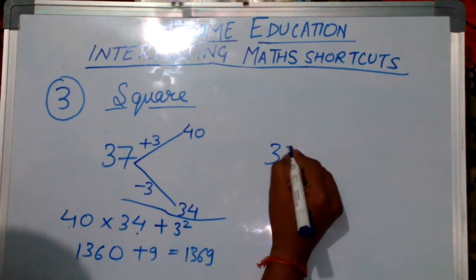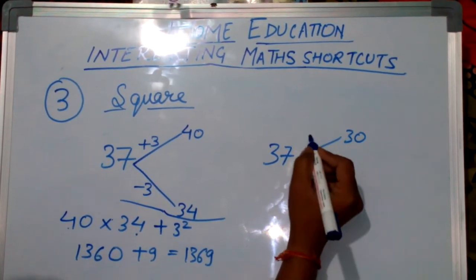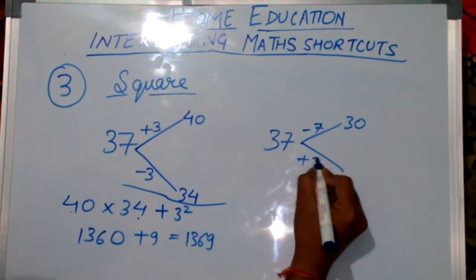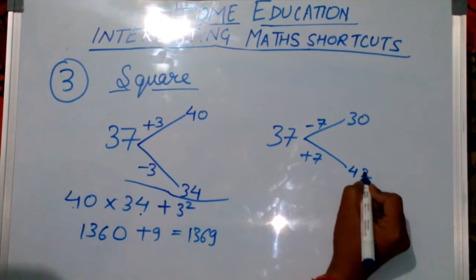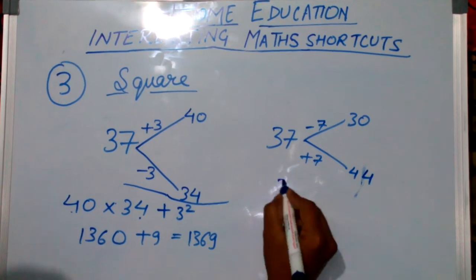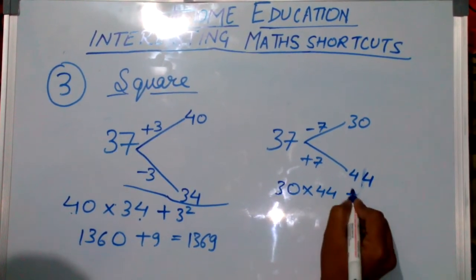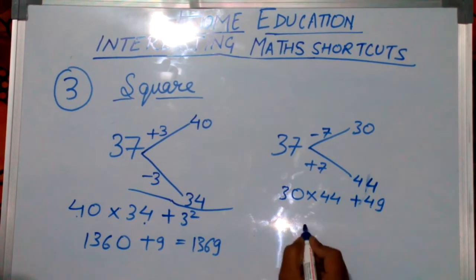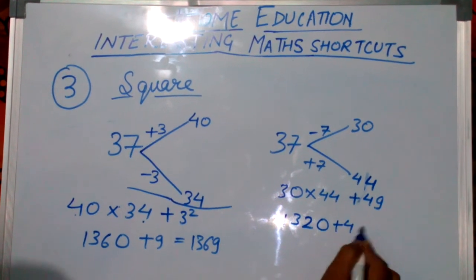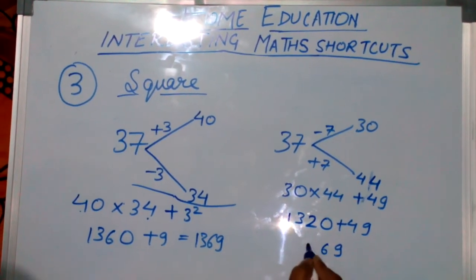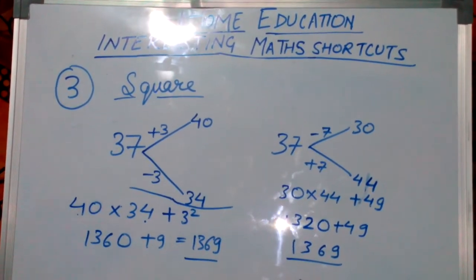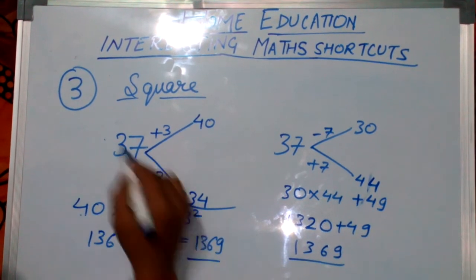If we would take 30, you have to do minus 7, so add plus 7, it becomes 44. 30 into 44: multiply 3 into 44 plus 7 square, 49. 3 into 44: 3 into 4 is 12, 3 into 4 is 12, 1320, plus 49, 1369. The answer comes the same. It's up to you, but take the nearest digit.